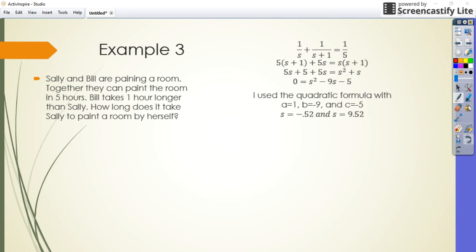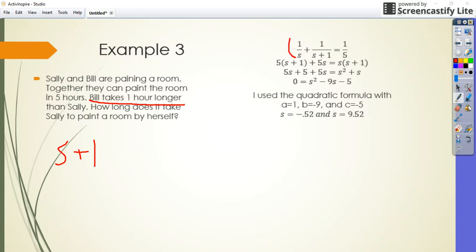So where the S and the S plus 1 came from? Well, I know right here it says Bill takes 1 hour longer than Sally, right? So if it takes 1 hour longer, that means that you have Sally's time plus 1 hour is 1 hour longer. So that's where the 1 over S plus 1 comes from.